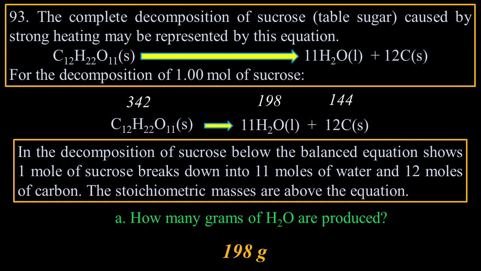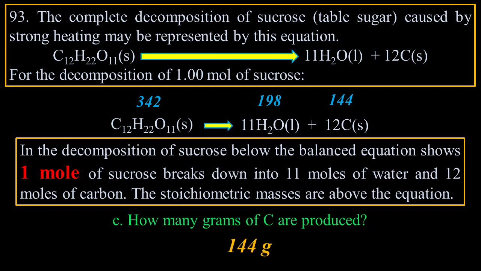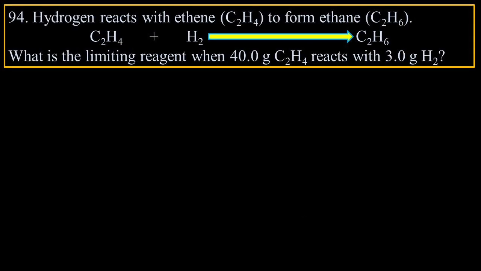Let's go on to B. I'm going to change the timings again. So what is the total number of moles of product produced? 23. We already went over that. The next one is probably, what mass of carbon will be produced. Well, it's going to be 144. How many grams of carbon are produced? Yeah, it's 144. So that was a pretty straightforward problem. And it shows you simply that the stoichiometric masses, when you write them in, are very useful, either doing a proportional relationship or just reading them off.